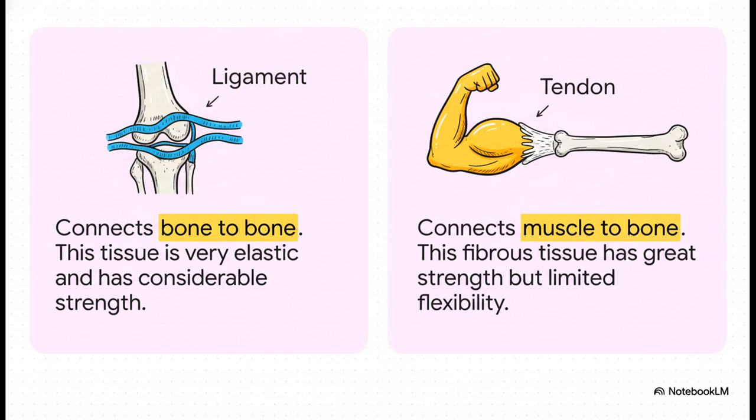Let's start with ligaments. Ligaments connect one bone to another bone. Let me repeat that for you. Ligaments connect bone to bone. They are also very elastic, which lets our joints move. Okay, now tendons. Tendons connect muscle to bone. Let's say that again together. Tendons connect muscle to bone. They are incredibly strong, but they have very limited flexibility compared to ligaments.